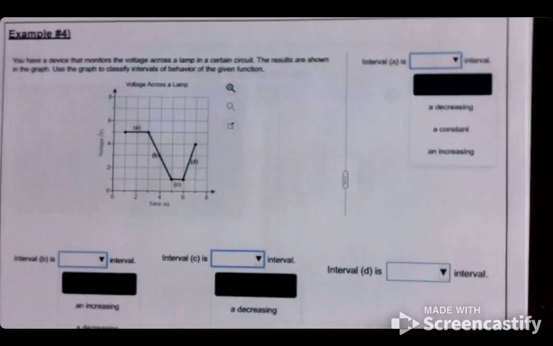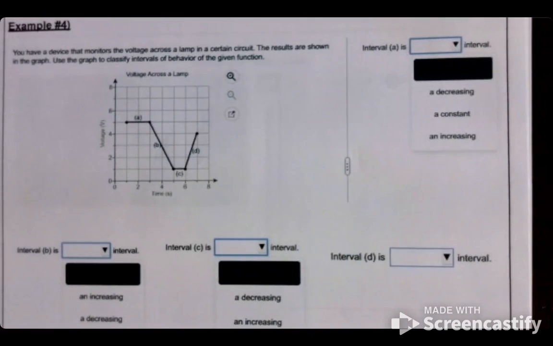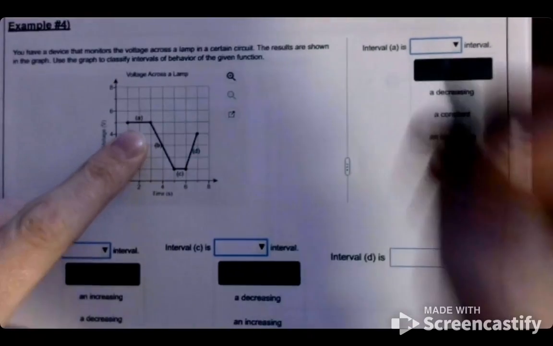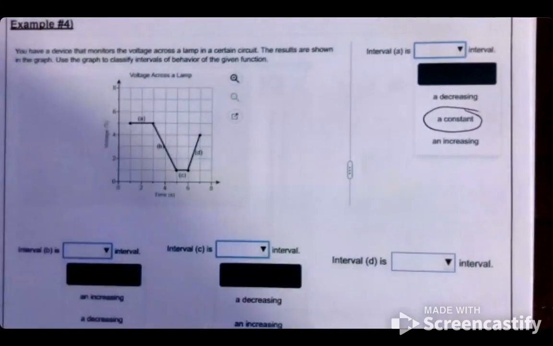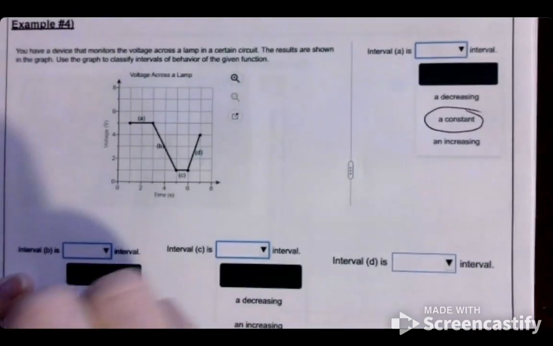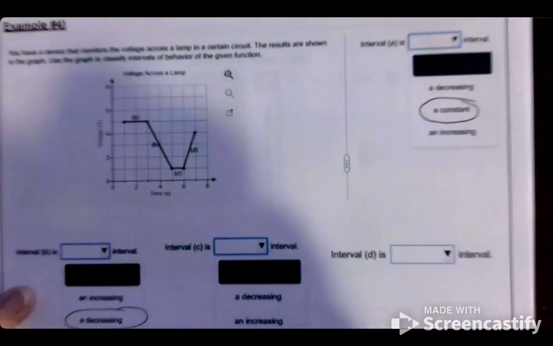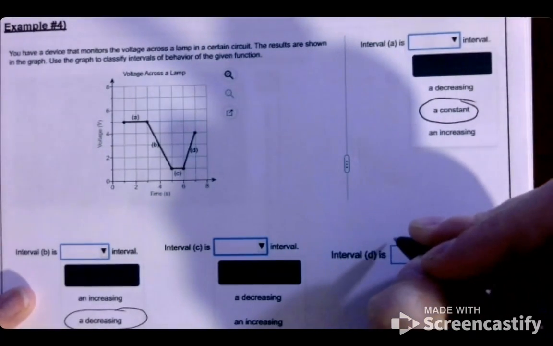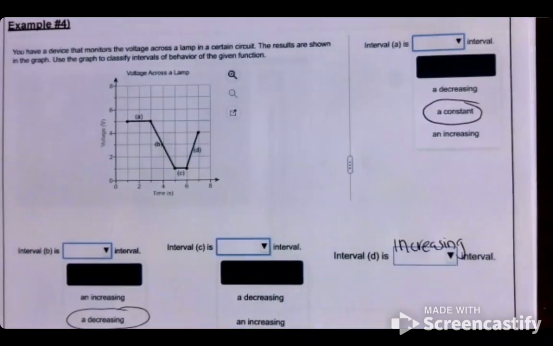All right. So now I want you to do the same thing. I want you to do number 4, and you're just going to circle, and then for the last part, you're going to write in. Welcome back. So interval A, we should have said that that is a constant. The voltage is not changing, so that's a constant. Interval B, we should have had was decreasing. It goes downhill. C is a constant, and D was increasing. Awesome job.